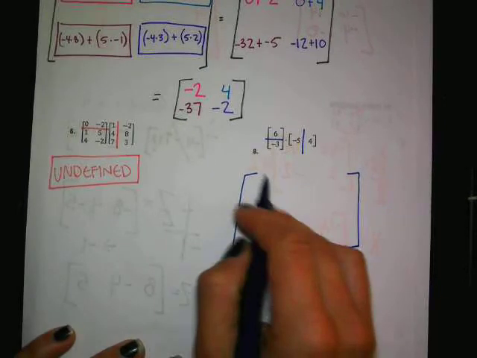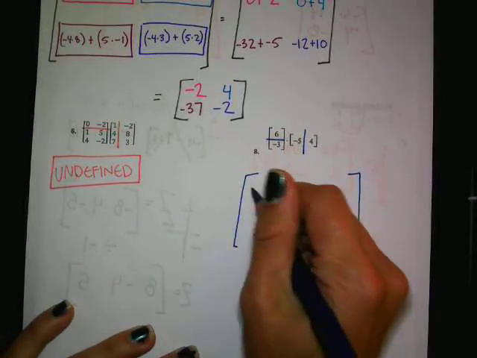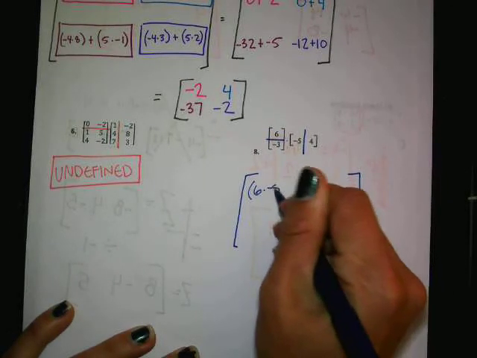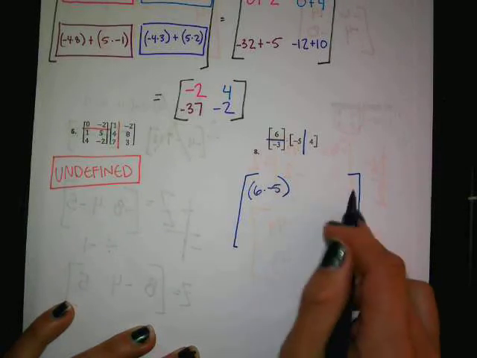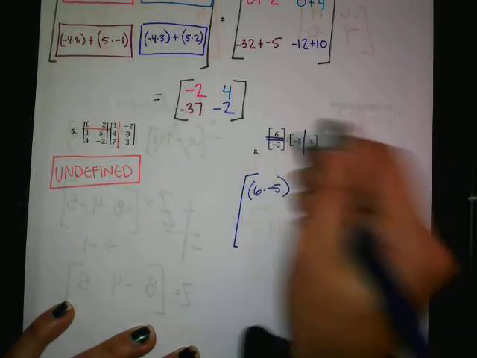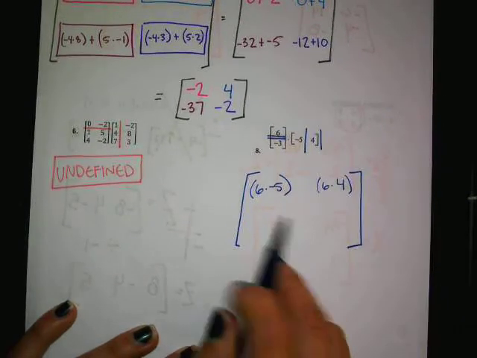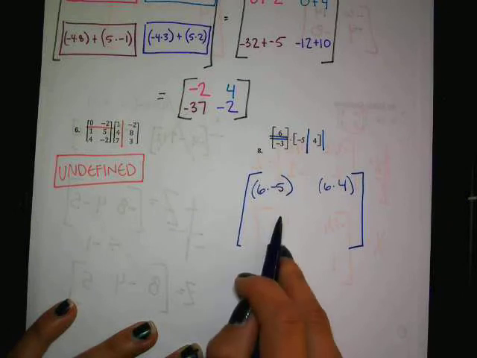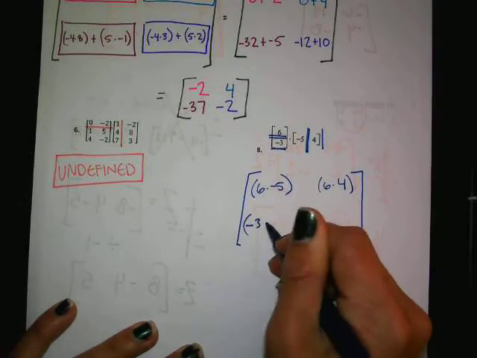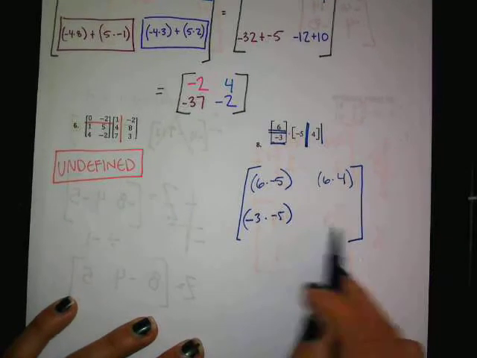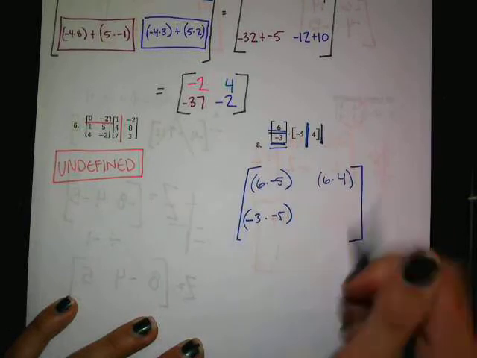Okay, so in this guy right here, what two numbers am I going to be multiplying together? 6 times negative 5. All right, what about in this guy? 6 and 4. Row, column, so this is 6 times 4. What about down here? Second row, first column, so negative 3 times negative 5. And then what about this guy right here? Negative 3 times 4.